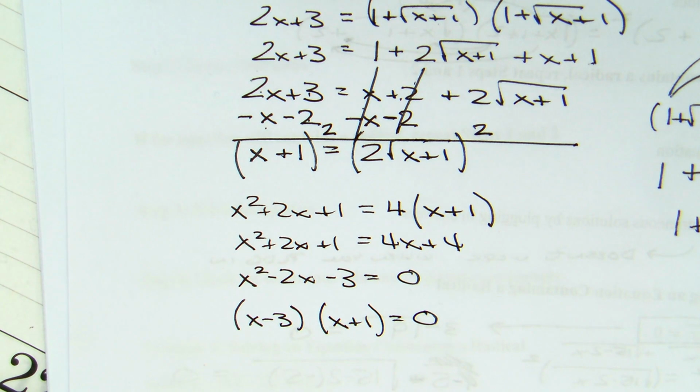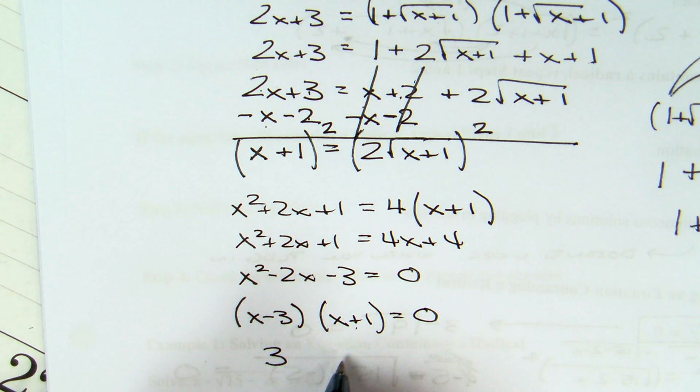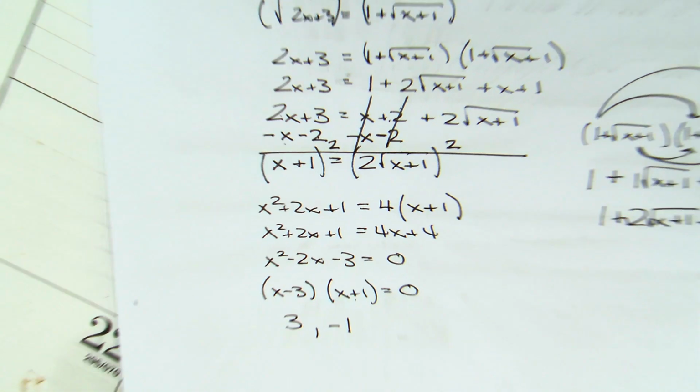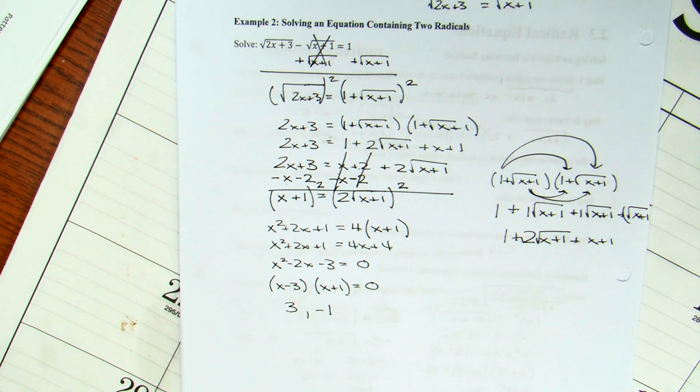What's the opposite of negative 3? 3. What's the opposite of positive 1? Negative 1. What am I then going to do with those 3 and negative 1? I'm going to plug them back in to make sure neither of them are extraneous.